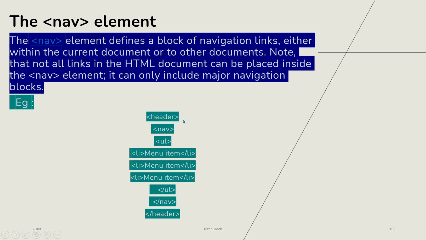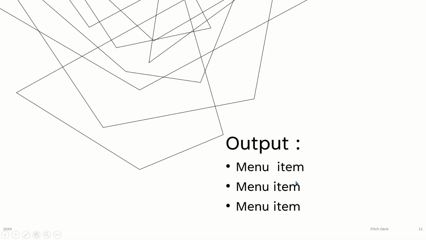For example, they've given a small code. If you can see this, nav, header, nav, and UL. UL is an unordered list, and this LI is a list item, so we would get this output in the form of lists. Again, when we have an opening tag, we have to end it with a closing tag. So let's see the output. It is like this, in the form of lists.